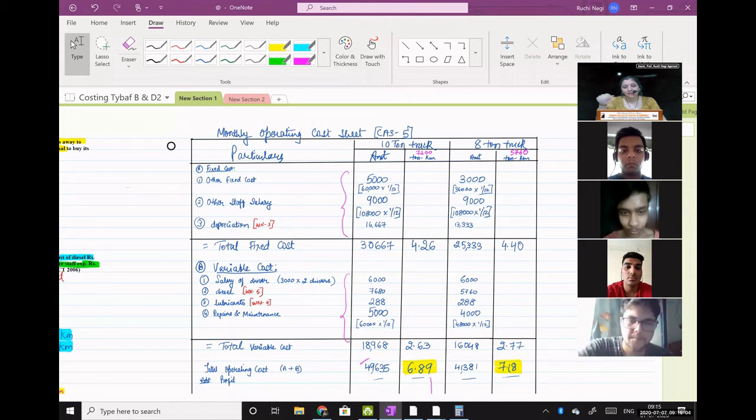So now the option in front of them is to purchase either one truck. Which is the best option? Obviously the least one. The least cost is 6 rupees 89 paisa. The other truck is 7 rupees 18 paisa. So out of the two, which has the least cost? The first truck, the 10-ton truck. So the company should opt for purchasing the first truck.